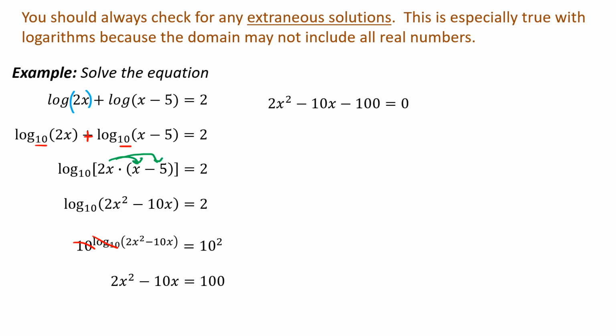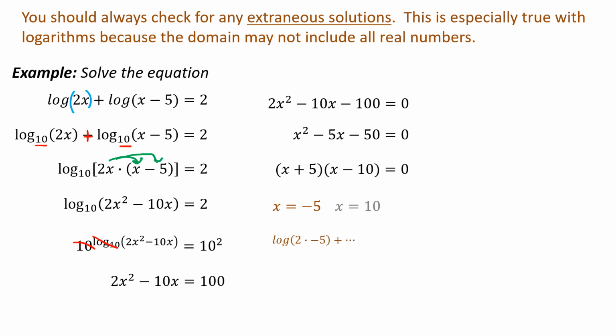Subtract 100 from each side. We could divide everything there by 2, and it's probably best to factor as you see there. You could use whatever method you want. All right, zero product property gives us x equals negative 5 and x equals 10.